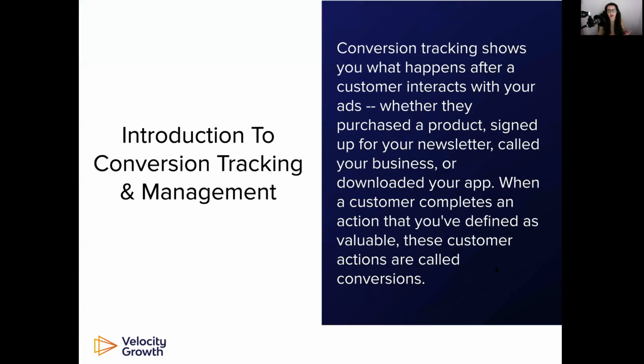So conversion tracking shows you what happens after a customer interacts with your ads, whether they purchased a product, signed up for a newsletter, called your business, or downloaded your app. When a customer completes an action that you have defined as valuable to your business, these customer actions are called conversions. So you manually input your conversions into Google Ads, and then it optimizes for those conversions accordingly, depending on your campaign setup and the bid strategy you have chosen.